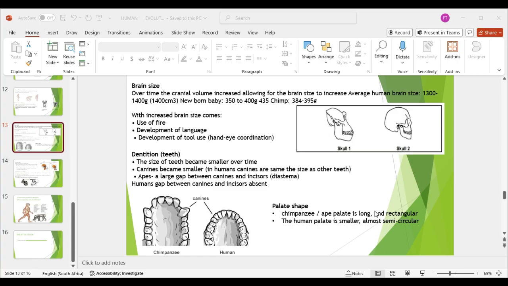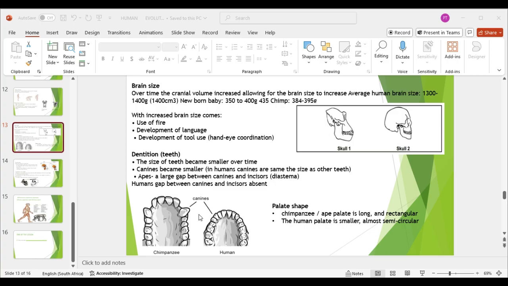Coming to the other differences, it's the dentition, which is our teeth. The size of the teeth became smaller over time, meaning that the canines become smaller in humans. In humans, the canines are the same size as other teeth. In apes, there's a large gap between the canines and the incisors. This large gap is called the diastema. In humans, between the canines and incisors, we don't have that gap.